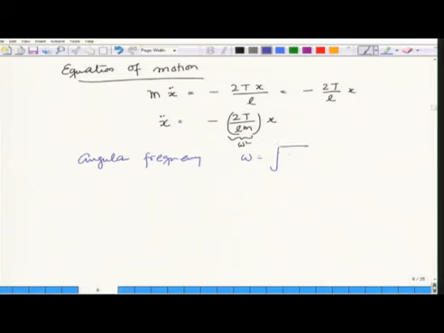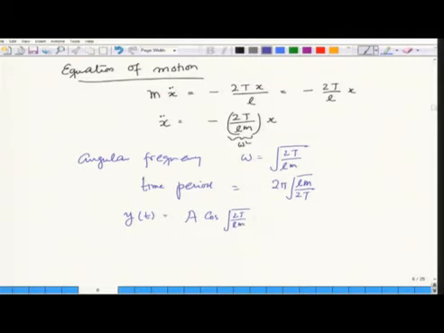Omega equals the square root of 2T over Lm, or the time period is equal to 2 pi square root of Lm over 2T, and the general displacement y(t) or x(t) of this mass is going to be given as some constant A cosine of the square root of 2T over Lm times t, plus B sine of the square root of 2T over Lm times t. So, that is another example just to show you that simple harmonic motion occurs almost every day in many different situations in our lives.